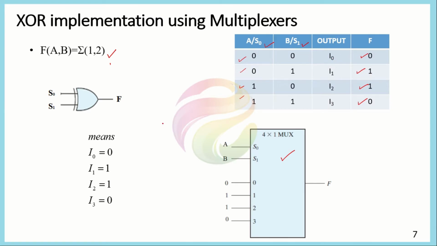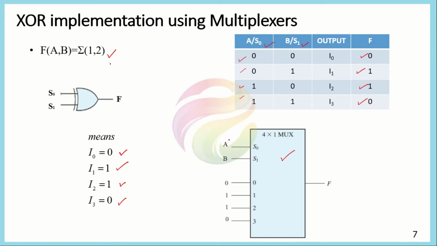So what does this table mean? This table means that if we consider S0 and S1 as the two inputs of this system, which are represented as A and B in the table for the exclusive OR system, then I0 should be equal to 0 from the table's first entry, I1 should be equal to 1, I2 should be equal to 1, and I3 should be equal to 0.